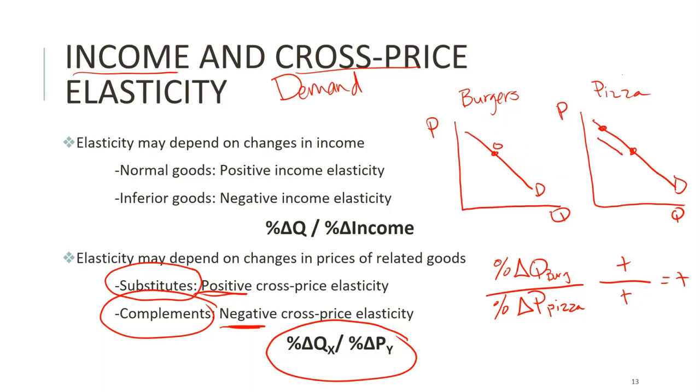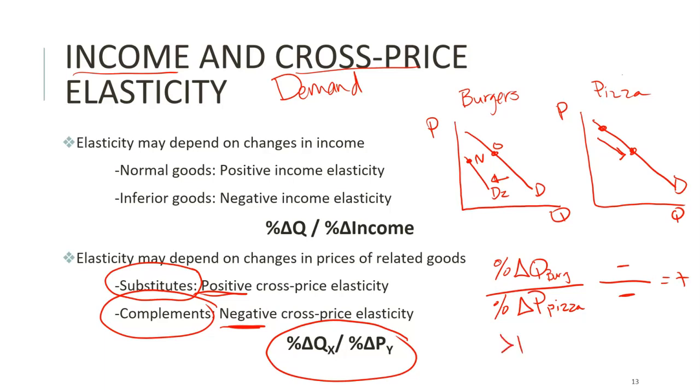Or if the price of pizza decreased, we get a shift to the left of our demand curve for burgers. We're going to get a negative number on top for percentage change in quantity of burgers and a negative number on the bottom for percentage change in price of pizza. And we're going to see that this also gives us a positive number. So positive number means it's a substitute. Negative number means it's a complement.